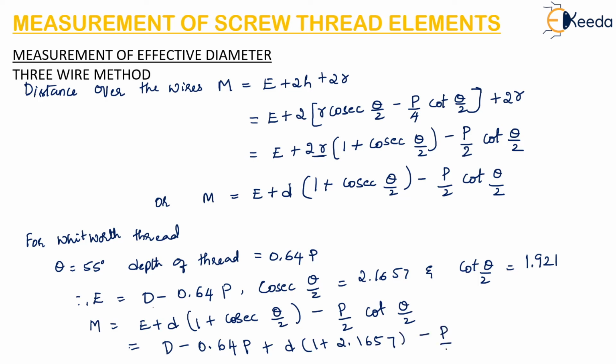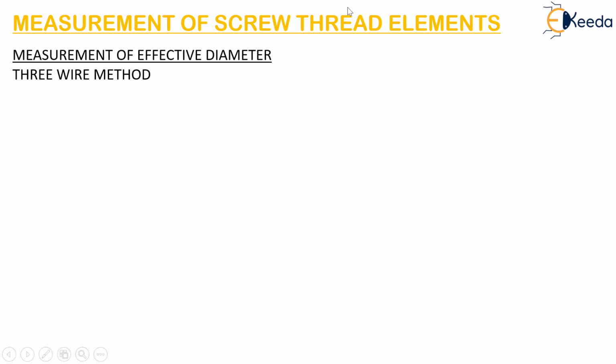minus p by 2. So this p by 2 will be as it is, and the next cot theta by 2 value will be 1.921. So by this we can write the m value as 3.1657 d minus 1.6005 p, where d is the major diameter of the thread.